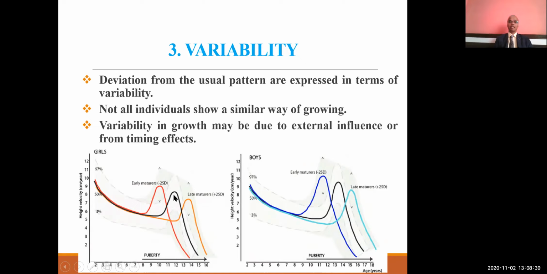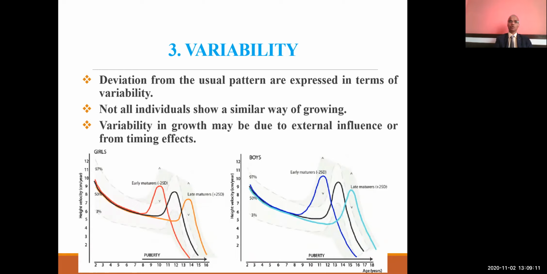It may be affected by the various factors like hormonal factors. In some girls, menarche occurs early, whereas in others, it occurs late. So it shows that not all individuals show a similar way of growing. Some grow earlier and some grow later.